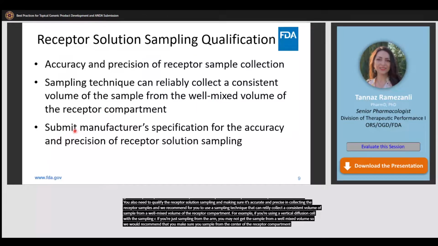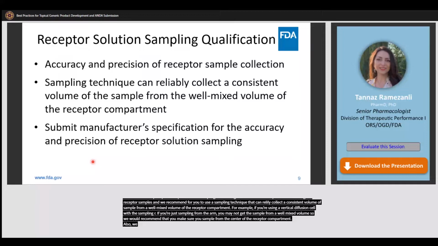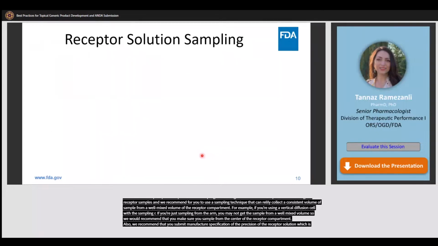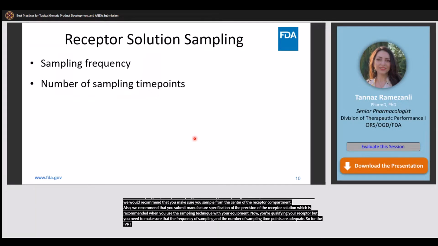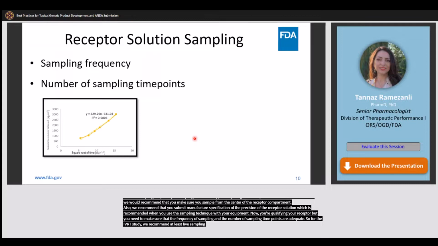Also, we recommend that you submit the manufacturer's specification for the accuracy and precision of receptor solution sampling if such exists. That is especially recommended when you use an automated sampling technique with your equipment. Now, you're qualifying your receptor solution sampling, but you also need to make sure the frequency of sampling and the number of sampling time points are adequate. So for the IVRT study, we recommend at least 5 sampling time points, and you need to make sure those sampling time points are selected at the time where you're at steady state release kinetics.